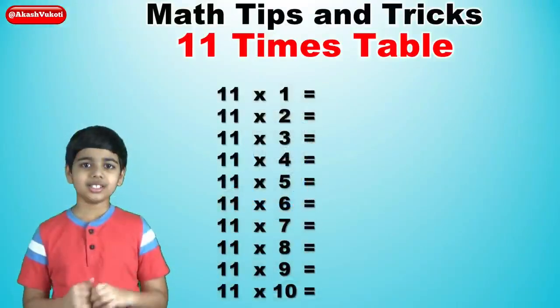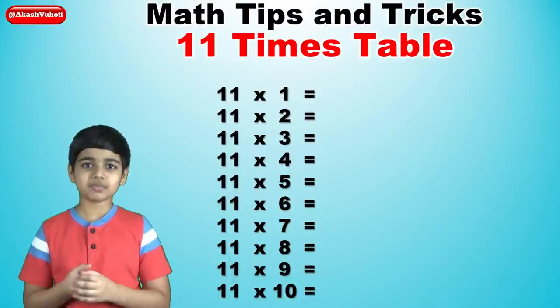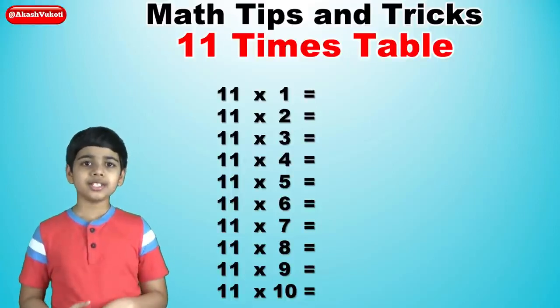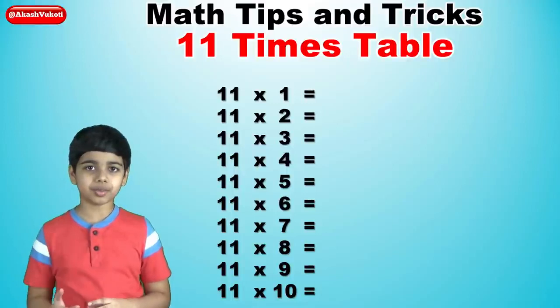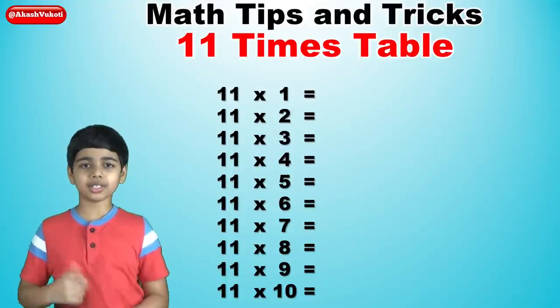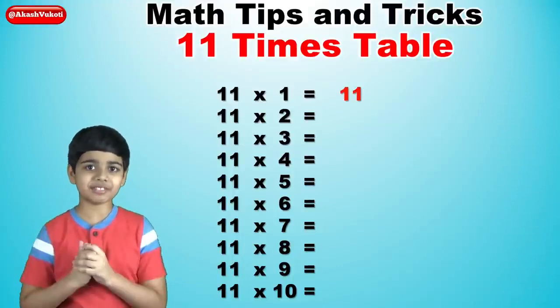Today, I'm going to talk about the trick for the 11 times table. What you need to do is take the number you're multiplying by and then repeat it. So 11 times 1. All you have to do is take the number you're multiplying by, which is 1, and repeat it. So 11 times 1 is 1, 1, 11.